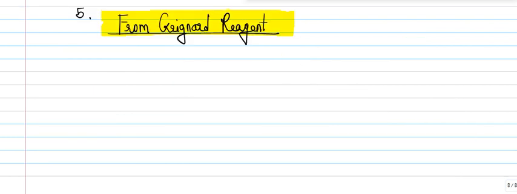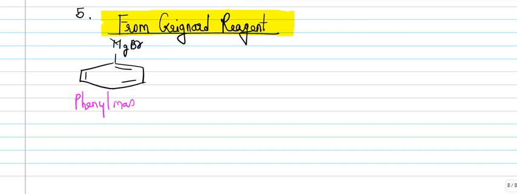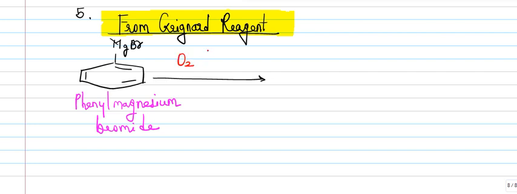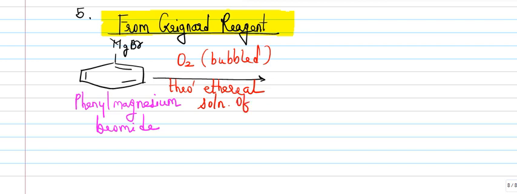The next method of preparing phenols is from Grignard reagent. A normal phenyl magnesium bromide, which is a Grignard reagent, in ethereal solution, is subjected to reaction with oxygen. In fact, oxygen is bubbled through an ethereal solution of Grignard reagent.